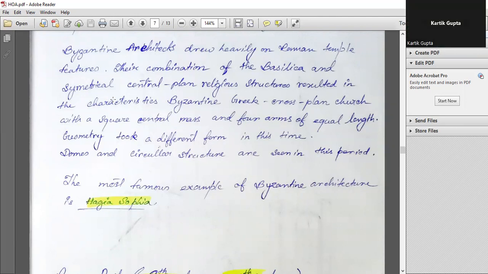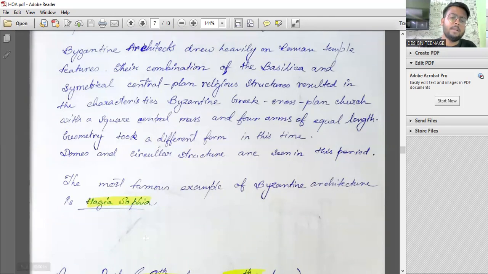No, sir. Search the name and tell me quickly. Where is Hagia Sophia located? Quick search for Hagia Sophia. Tell me, where is it located?